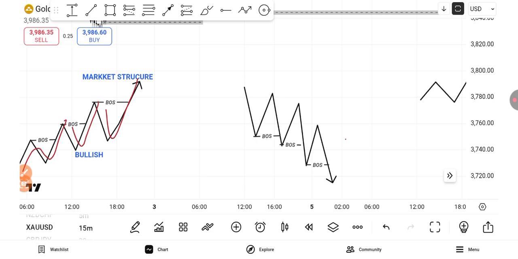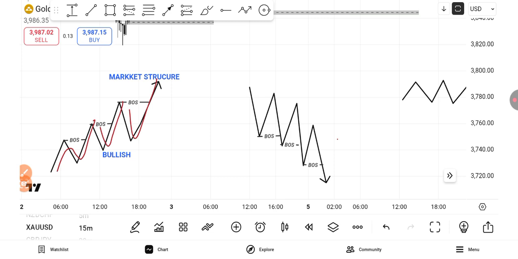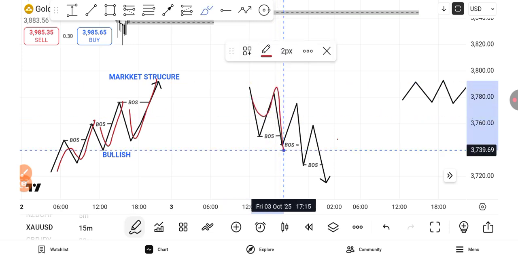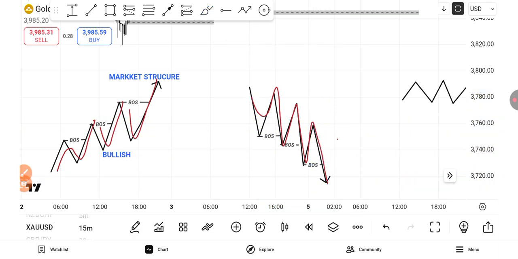Bearish market structure is a downtrend where the market breaks structures to the downside. So to take a good trade in Forex, you have to trend with the trend. So in the bearish market structure, we look for sells. As you can see here, it is breaking structure to the downside. So here we look for sell positions.